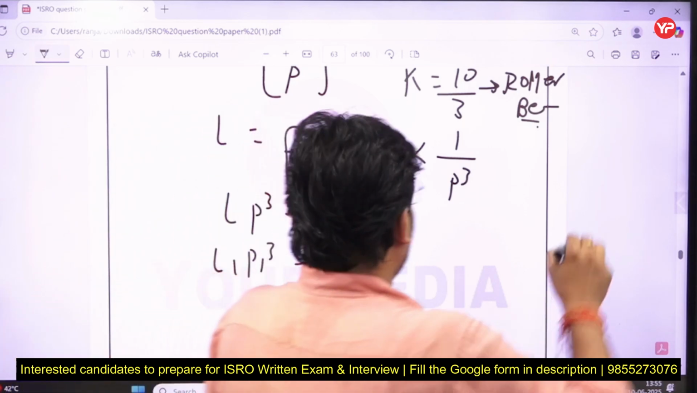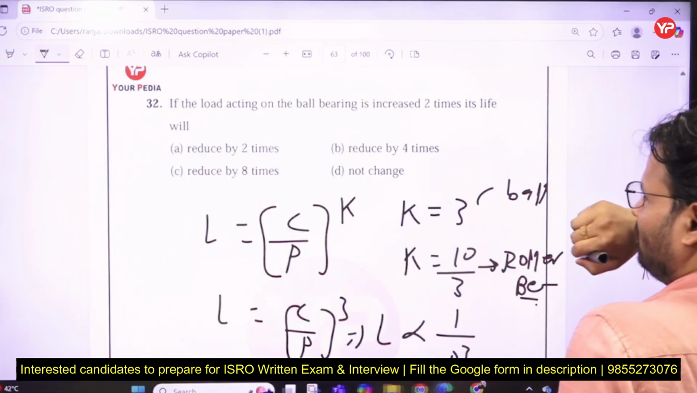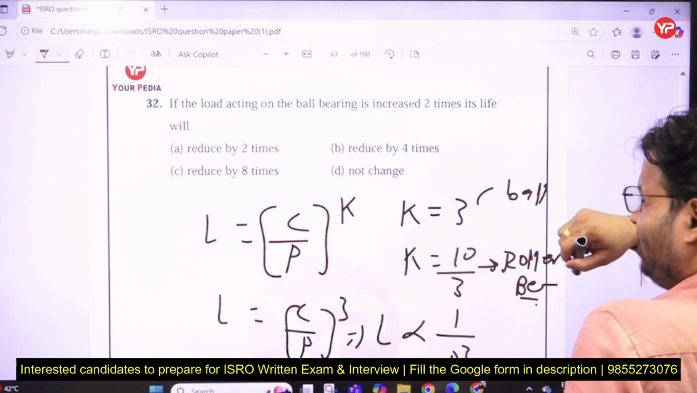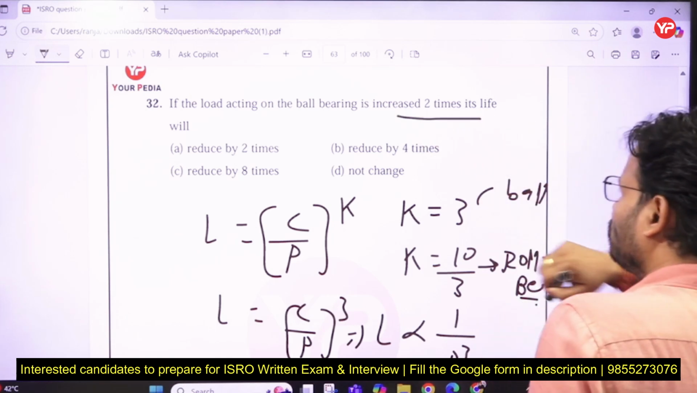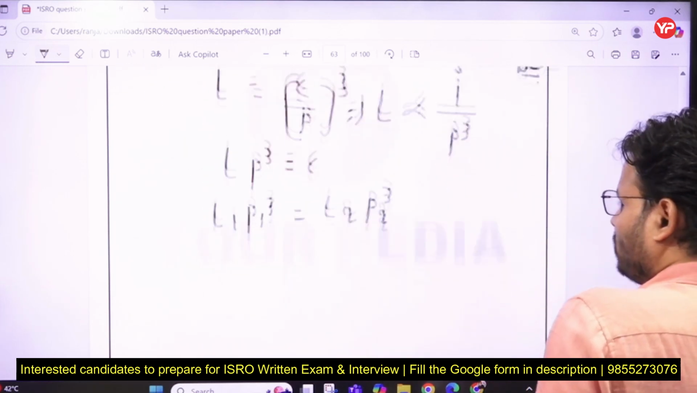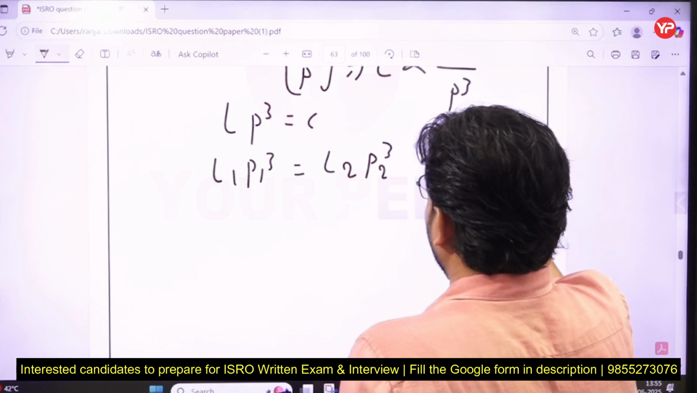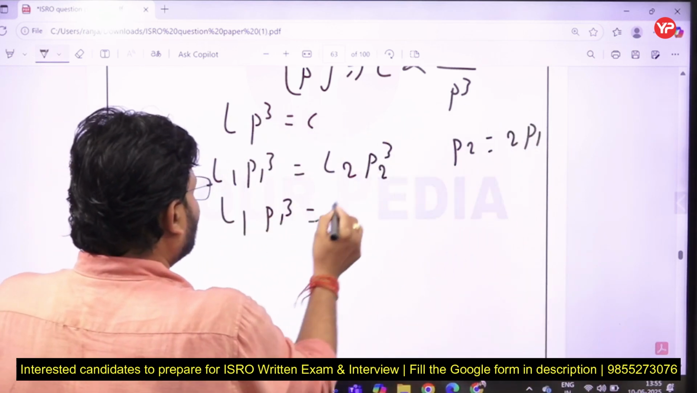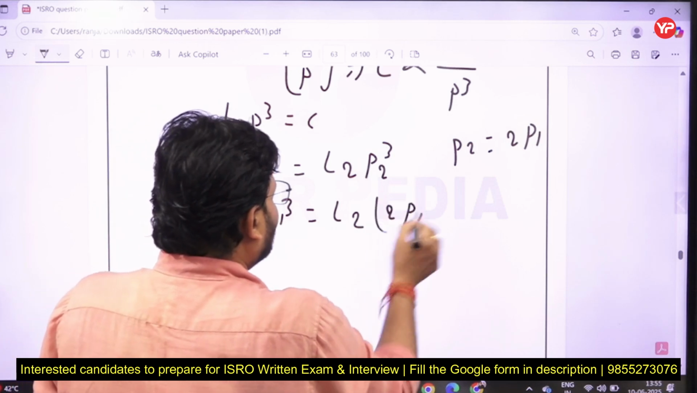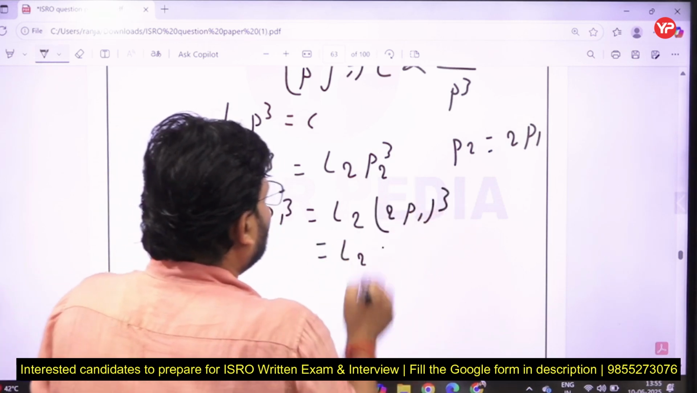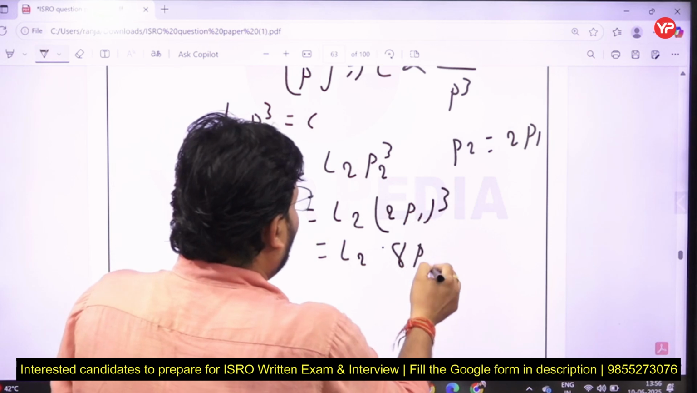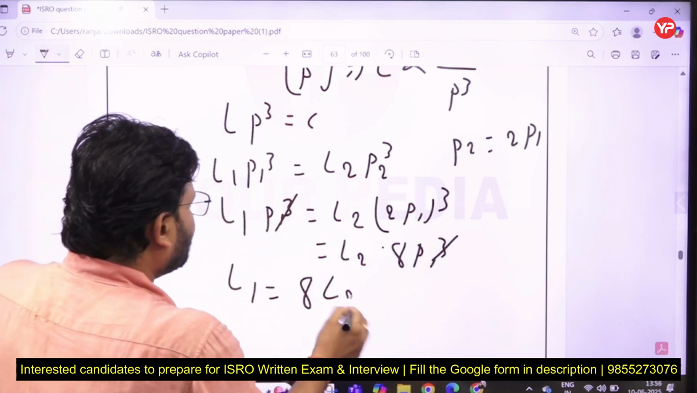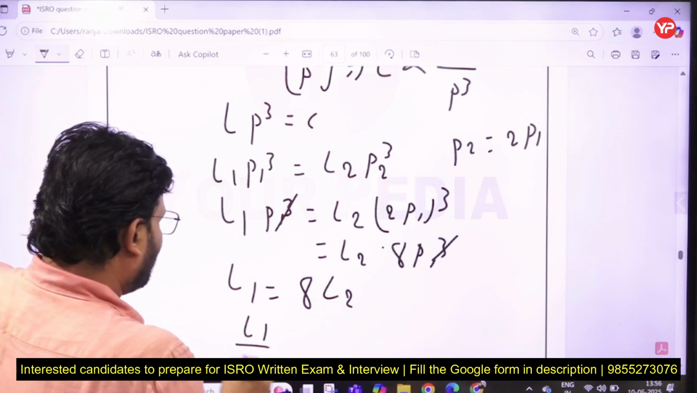So in the question, what is the condition? If the load on the ball bearing increases by 2 times, so we can say P2 is equal to 2 P1, right? So L1 P1^3 is equal to L2 (2 P1)^3. So it is coming out to be L2 times 8 P1^3. So L1 equals 8 L2, or in fact I can say L1 upon 8 equals L2.